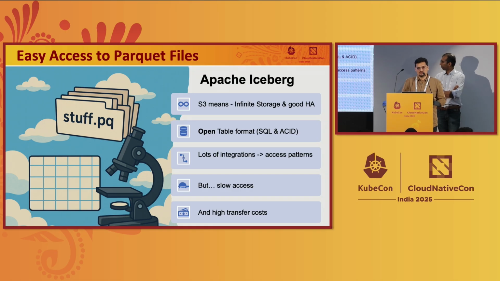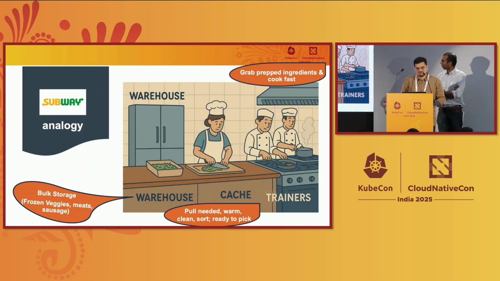So what do we do? Let's take an analogy, right? Last talk, last section. Let's take an analogy because it's a little bit deeper internals on data architecture. Let's take the Subway analogy, right? If you think of it, you have a warehouse where you have bulk storage, all the frozen veggies and stuff, meat, sausages, whatnot. And on the other end, we have our chefs, who are preparing your orders and delivering them to you. You don't want all these guys to always go to the warehouse, pick up veggies, warm, chop, and everything, right?